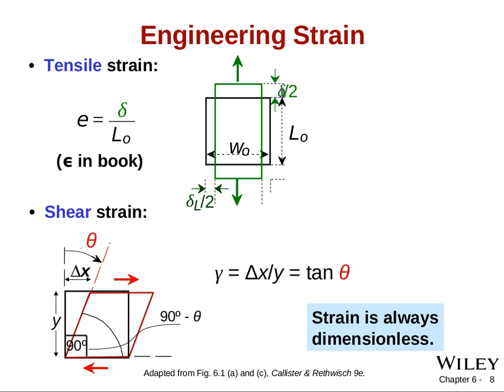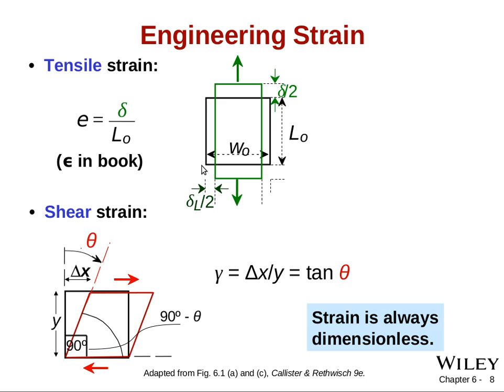So instead of talking about deformation, so we were talking about just delta before, which was the change in the length, when you're looking at materials from an engineering standpoint, you talk about engineering strain. So tensile strain, e or epsilon as given in the book, is equal to the amount of elongation, so delta, divided by the original length.